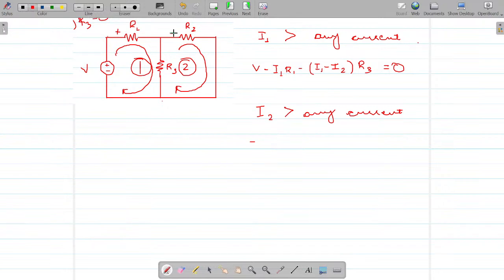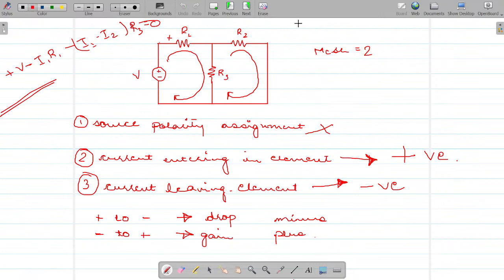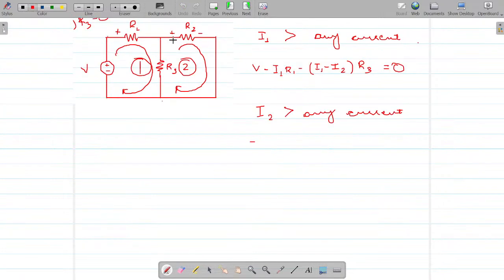sign here. First thing you will do whenever solving a question on KVL, will assign symbols. So the direction of current is taken like this. Whenever the current is entering an element, see, the current is entering an element. What sign will you assign? You will assign a positive sign. The current is leaving the element.